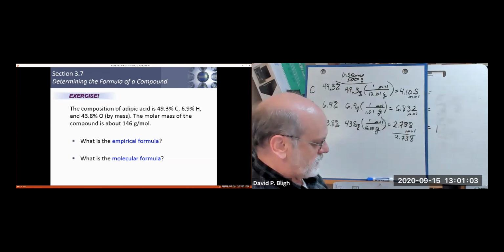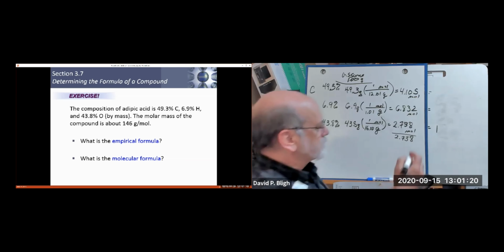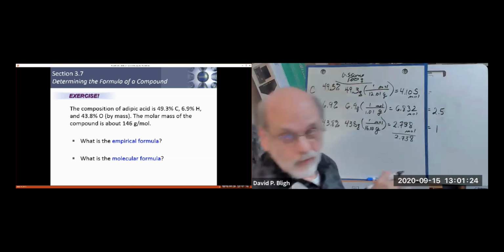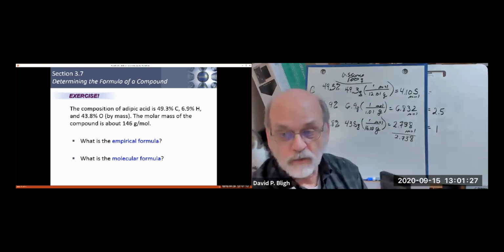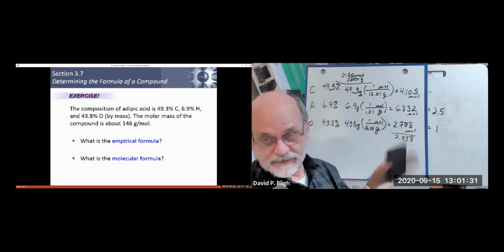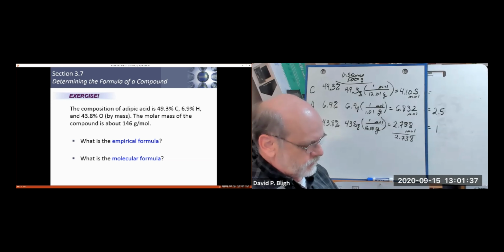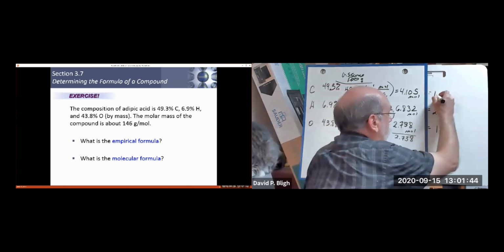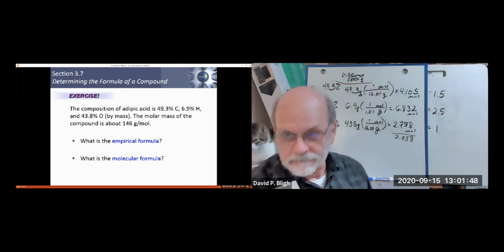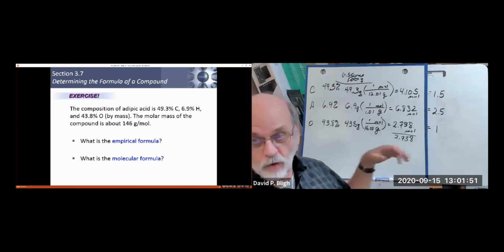And we go back, let's see, let me see if I can do this. 6382, divide by 2.738. Yeah, this is about 2.5. Now I'm going to round at this point because we're headed toward whole number ratios. So rounding like that is a good thing. 4.105 there, and 2.738 divide, this is 1.5. There we go. We're getting closer. We're inching closer to a whole number ratio.